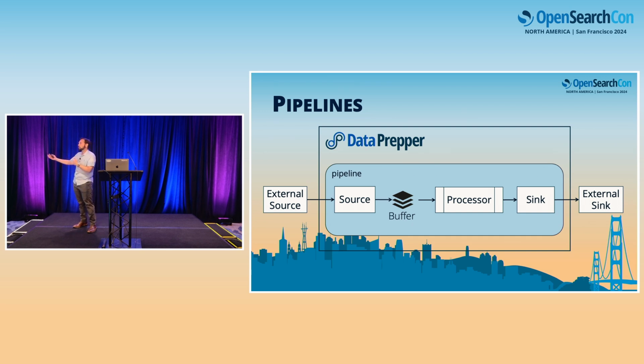And so the external source is where we're getting data. Again, that's the OpenTelemetry collector, Kafka, whatever it might be in your situation. Typically, your sink is going to be your OpenSearch cluster.